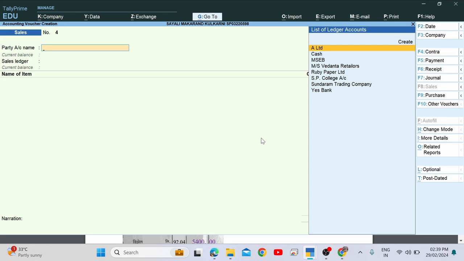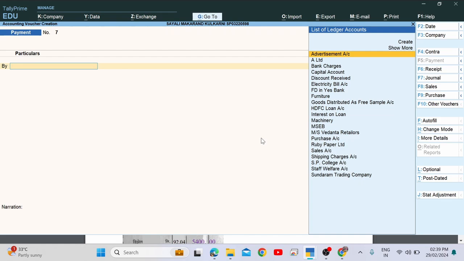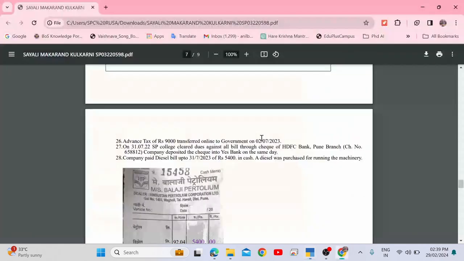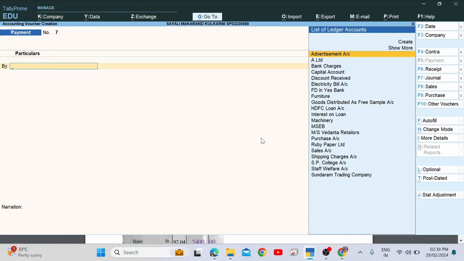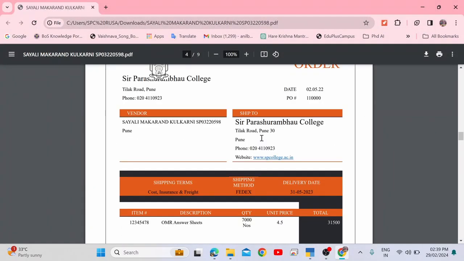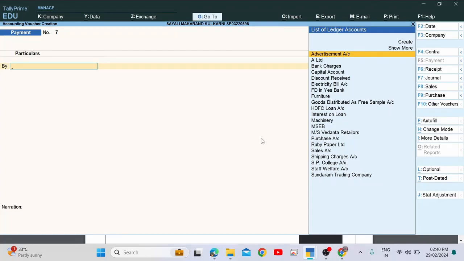And then the voucher type: you have given transferred, that means paid, therefore payment voucher type F5, correct. 2nd July payment voucher type. What have you paid? You have paid the advance tax. Therefore advance tax account debit, transferred online means paid via bank. Advance tax account debit to bank.